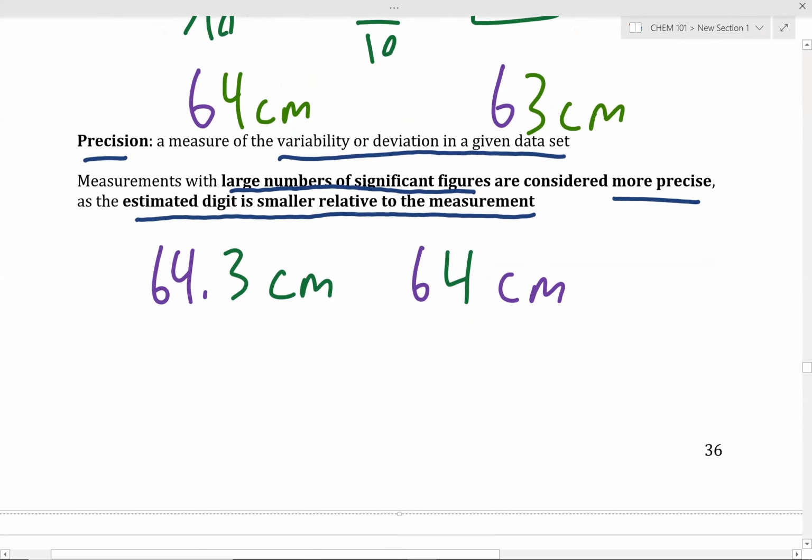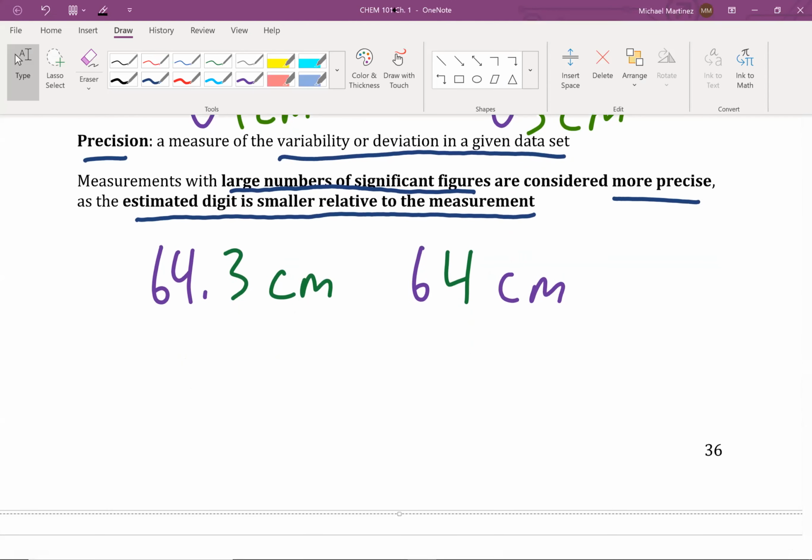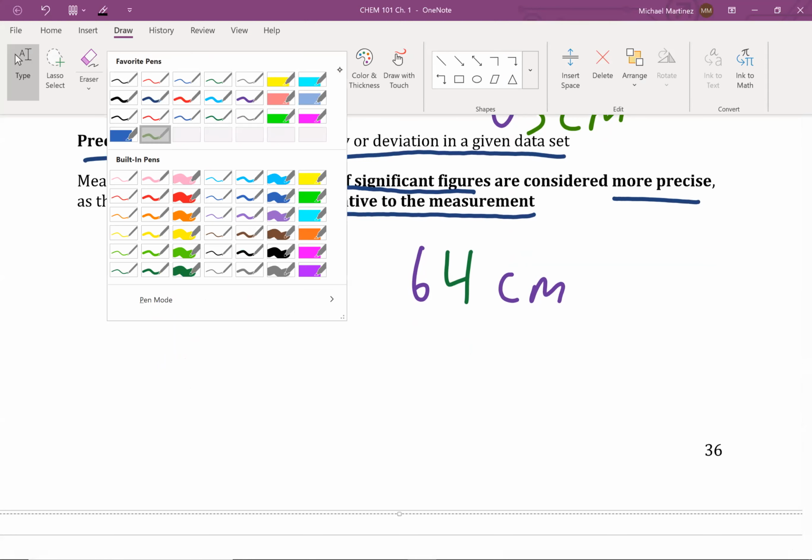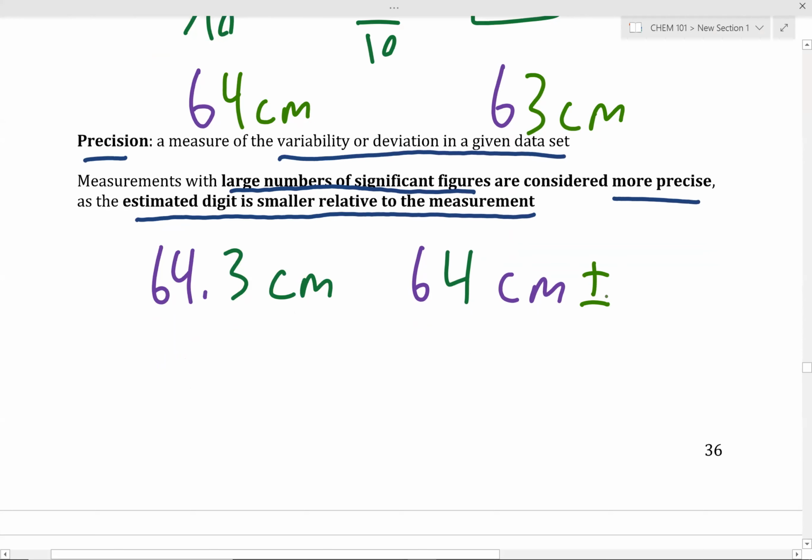In both of these examples, we'll observe variation in our estimated digit. So this 64 is plus or minus, what's our estimated digit? What place is our estimated digit in? Tens, ones, tenths, what place is it in? Ones. So it'd be 64 centimeters plus or minus 1 centimeter. Well, this is 64.3 plus or minus 0.1. Does everyone notice the distinction in how the variation changes depending on your estimated digit?